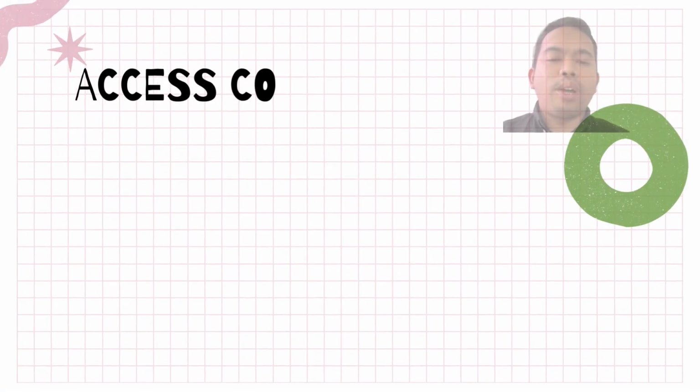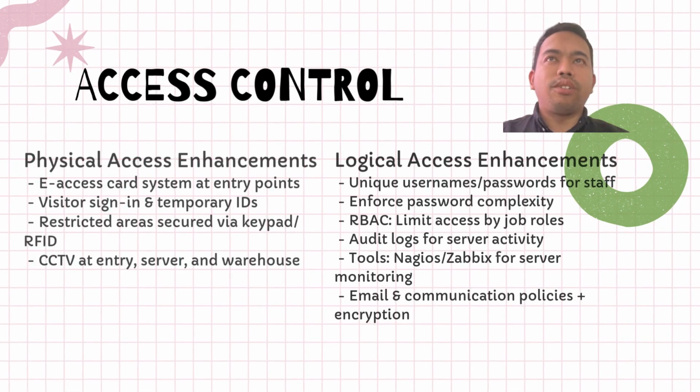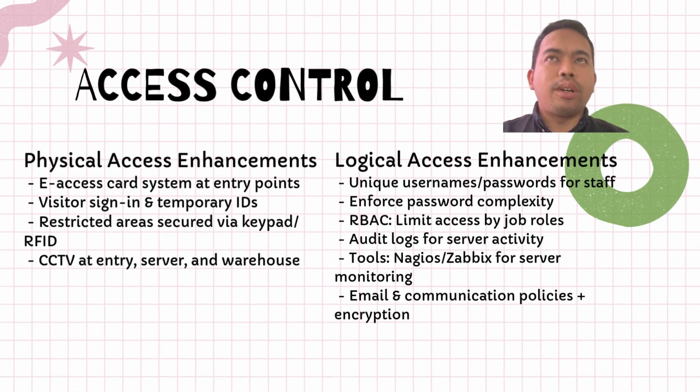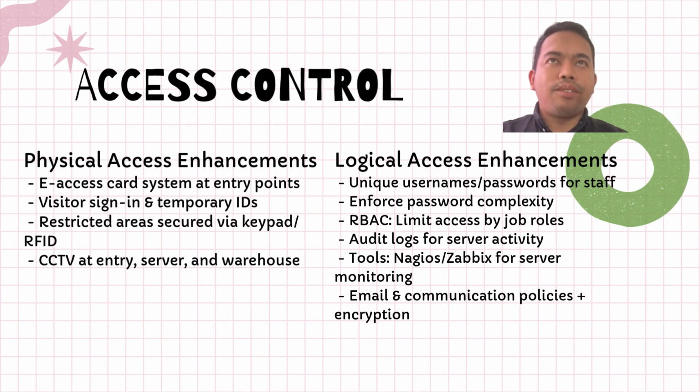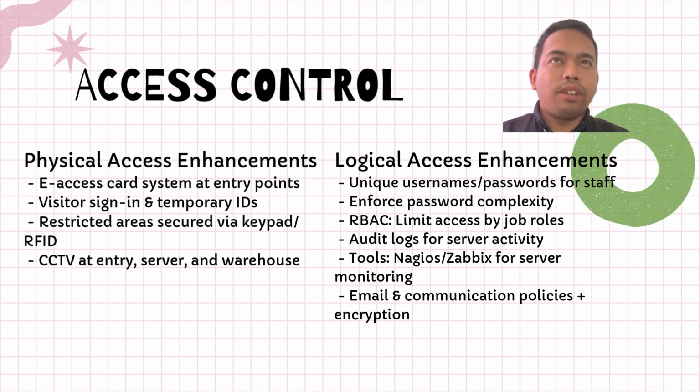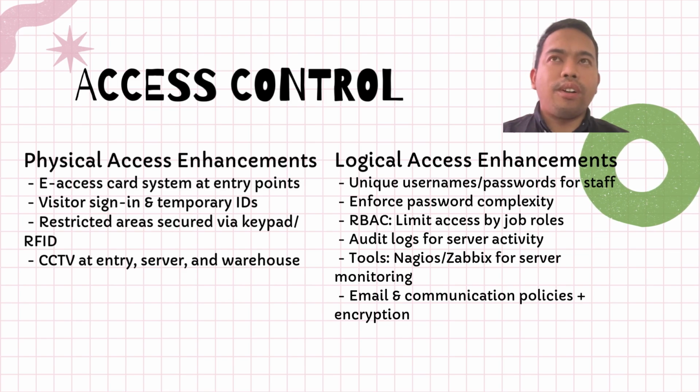Assalamualaikum. I'm Muhammad Arif. I will talk about access control. First, we will talk about the physical access enhancement proposed for Skytech. To begin with, we recommend installing an electronic access card system at all main entry points. This will ensure that only authorized staff can enter the premises, and also will allow us to lock every entry and exit, which is crucial for tracking movement within the factory facility.